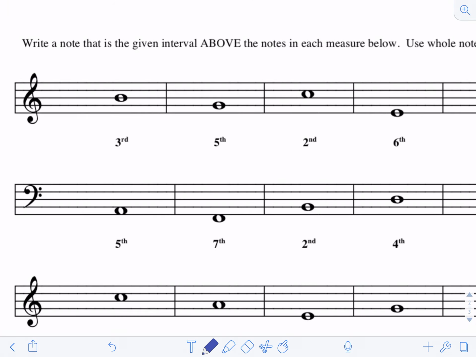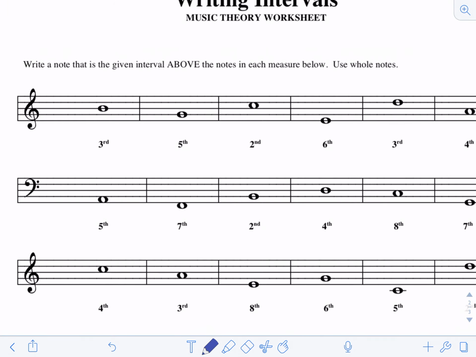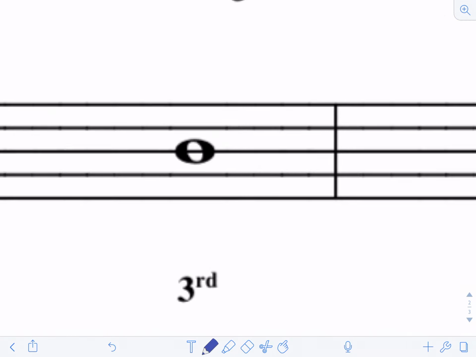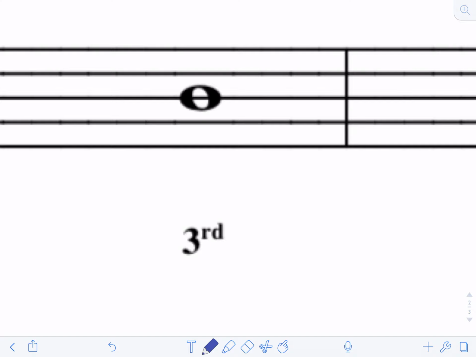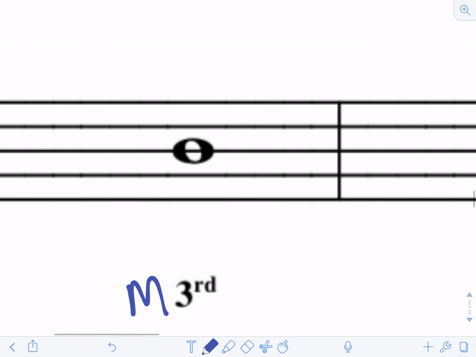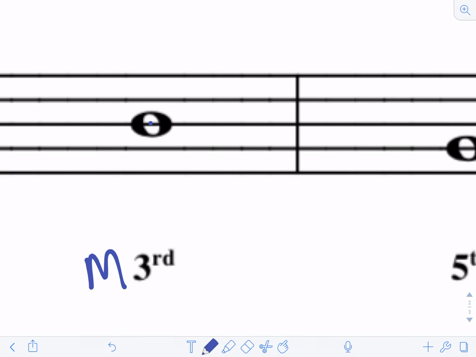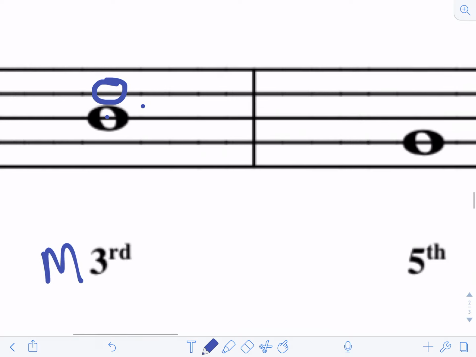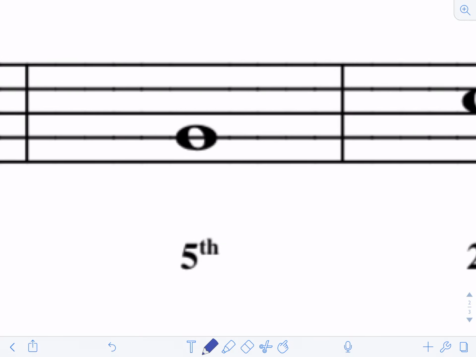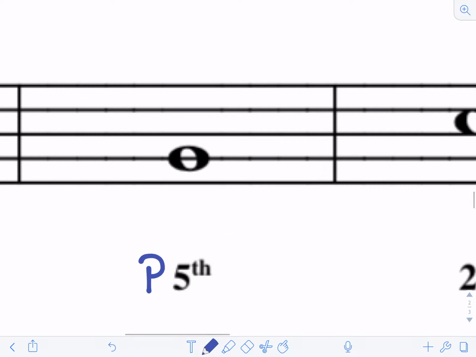So the last part of this worksheet today is write a note that is the given interval above the notes. So we're doing above here, in the measure below. Use whole notes. So if we have a third here, and you don't have to do major or perfect for right now, we're just practicing writing these in on the staff now. 1, 2, 3. Stacked right on top of that, I'm going to draw another note. A fifth, a perfect fifth. I'm going to keep telling you because I want to get these in your head.